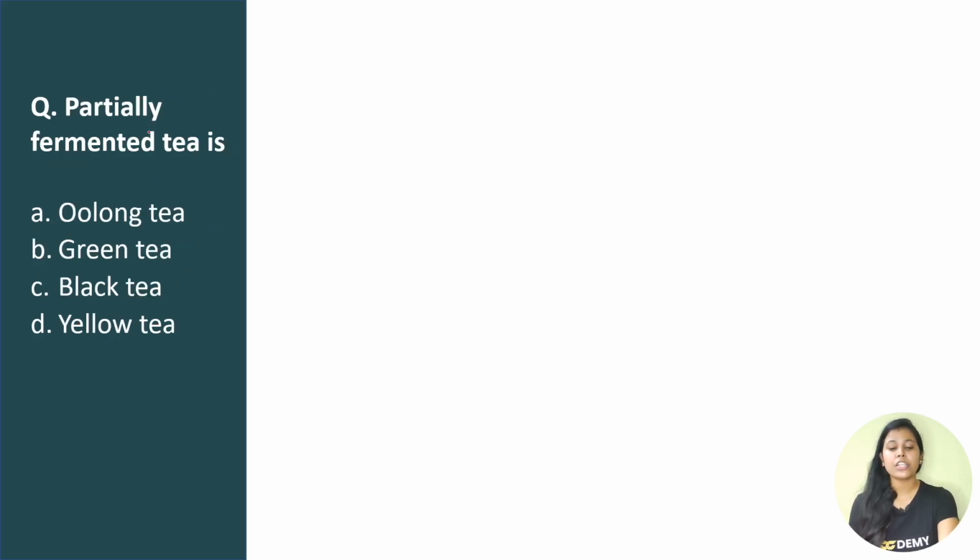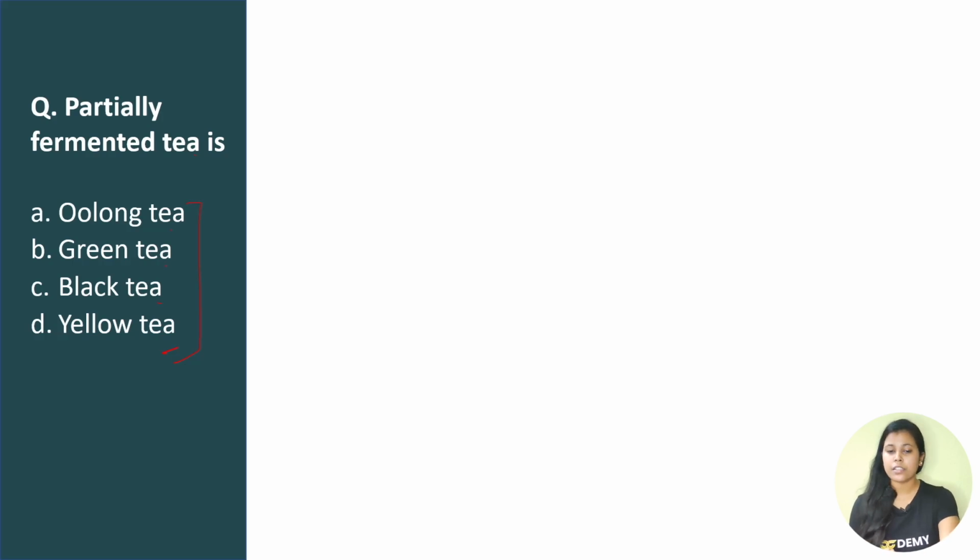It is talking about partially fermented tea. So partially fermented tea is which of the following? Oolong tea, green tea, black tea, yellow tea. For these types of questions, again, on plantation crops and the processing procedures or steps of the major crops and products, it is very important for you to understand the different varieties and different processing steps which are there.